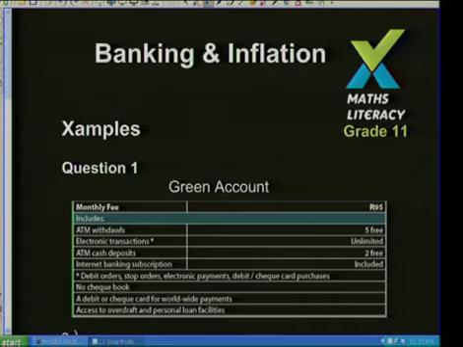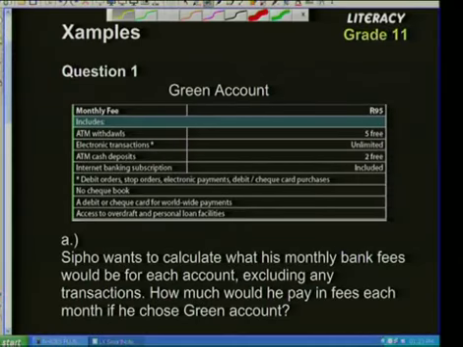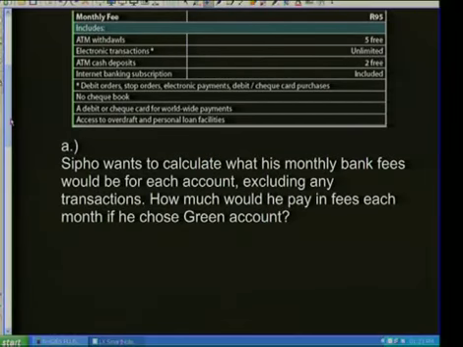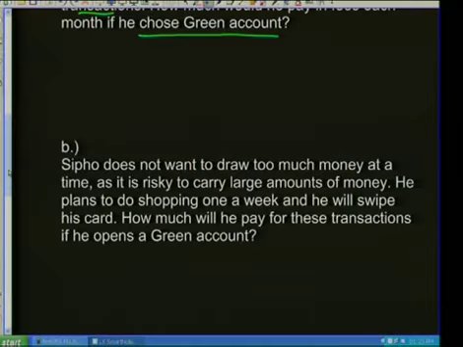Right, let's see what our questions ask. So firstly, starting with our green account, SEPA wants to calculate what his monthly bank fees would be for each account, including any transactions. How much would he pay in fees each month if he chose the green account? So if we had no transactions, what would he actually pay? Well, he's paying our set fee of 95 Rand. So that was an easy question, 95 Rand.